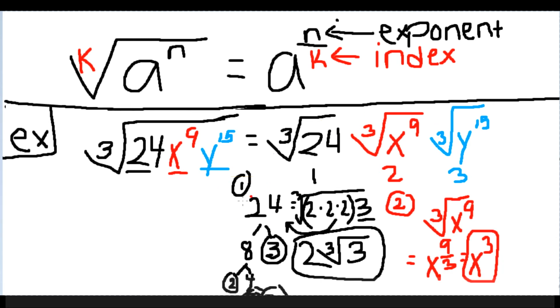Now I've dealt with my first piece, I've dealt with my second piece, I need to deal with my third piece over here, and I'm just going to do the same thing. So now let me deal with my third piece here, which is the cube root of y to the 15th. I know I can rewrite this in exponential form. So I just take my base, raise it to my exponent power, that's my numerator, divide it by my index, that's my denominator. What's 15 divided by 3? 5.